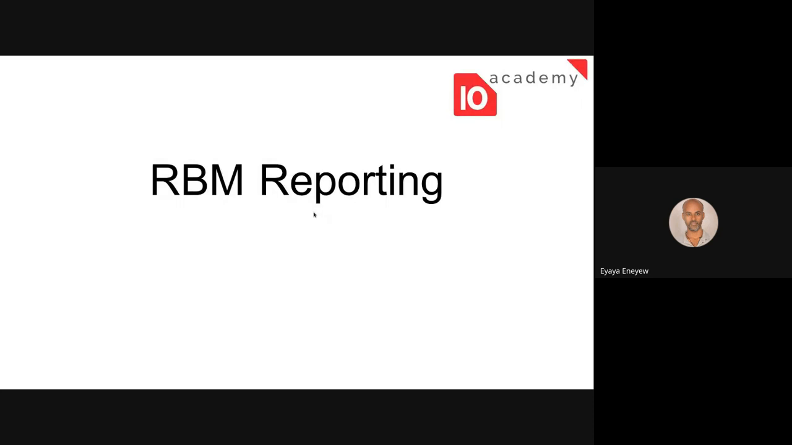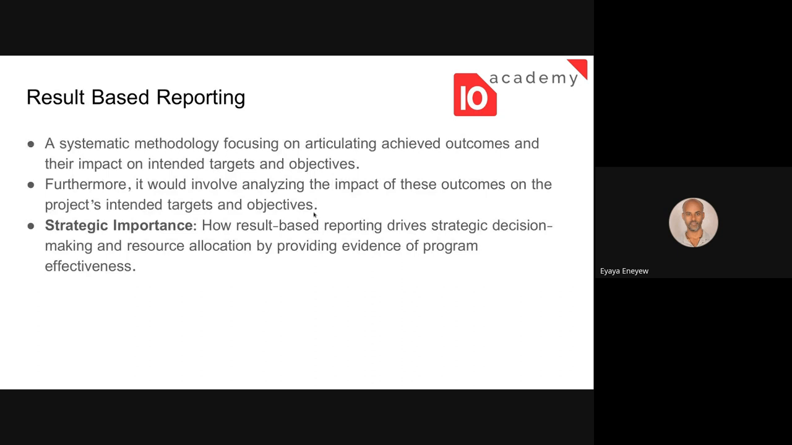So today we will talk about RBM reporting, or result-based management reporting. What is RBM reporting? It's a systematic methodology focusing on articulating achieved outcomes and their impacts on intended objectives. We basically focus on the outcomes or outputs instead of just completing activities. Further, it involves analyzing the impact of those outputs on the intended goal. Result-based reporting drives strategies for decision making and resource allocation by providing evidence of program effectiveness.